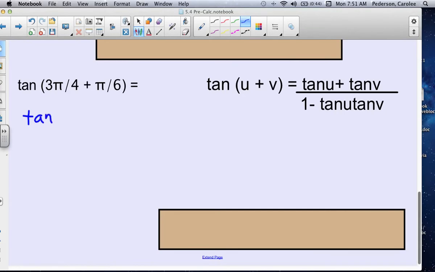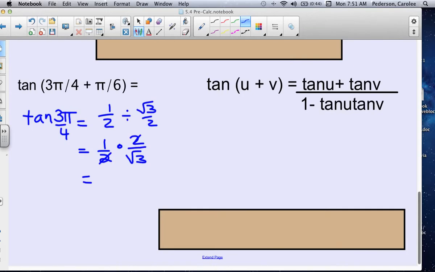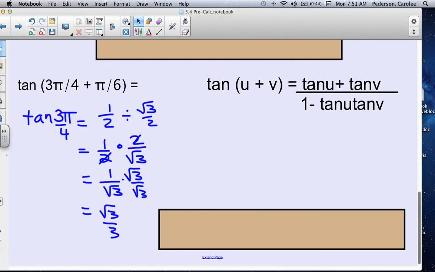The tangent of pi over 6, remember, is sine over cosine. So you're going to take 1/2 divided by square root of 3 over 2. So 1/2, divide, change that to multiplication, reciprocate, and then we cancel the 2's, and we're left with 1 over the square root of 3. And I'm just going to rationalize it. So I get square root of 3 over the square root of 3, which is the square root of 3 over 3.